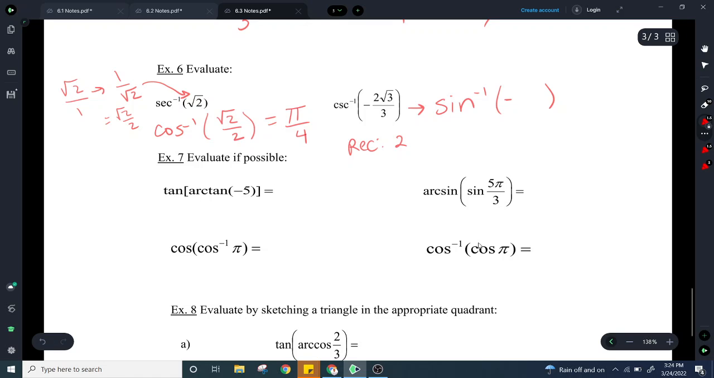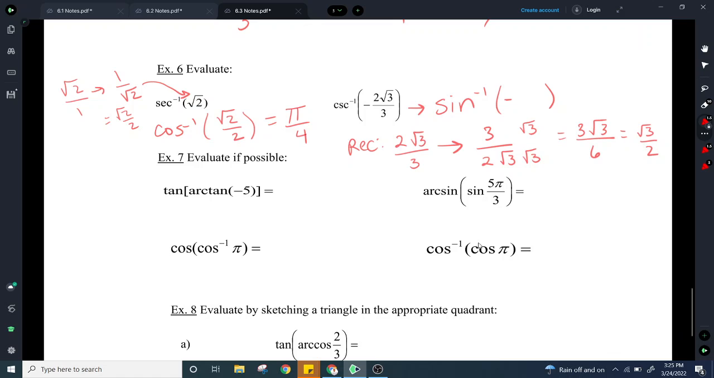It's negative. I'll leave the negative in there. Root 3 over 3. So if I flip that, that would be 3 over 2 radical 3. And I'm going to clean that up so it looks more like something we're familiar with on the unit circle. I'm going to rationalize the denominator. So that gives me 3 radical 3 over 2 times 3, which would be 6. And then, of course, that reduces to root 3 over 2. So in other words, the reciprocal of this expression is root 3 over 2. And so that means I'm really looking for the inverse sine value of root 3 over 2.